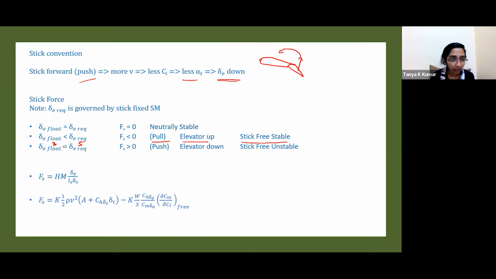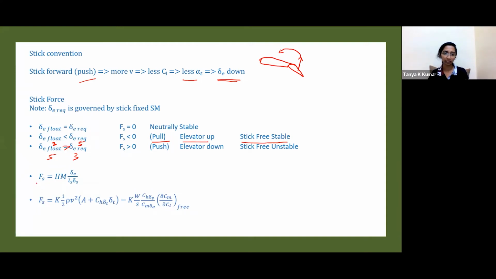Now, okay, this is wrong. If delta E float is greater than delta E required, then he needs to reduce the elevator. So if this is 5 and this is 3, the delta E float is more than the required elevator deflection, and he needs to deflect it down. He needs to get a positive delta E, but he needs to deflect it down, right? So here he needs to push the elevator. So Fs is greater than 0, elevator down, and this condition is known as stick free unstable.